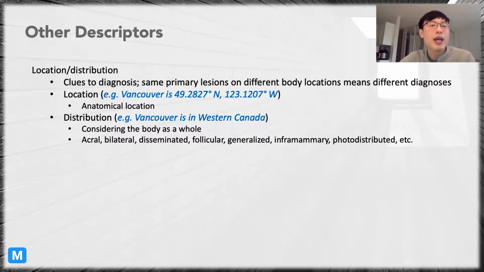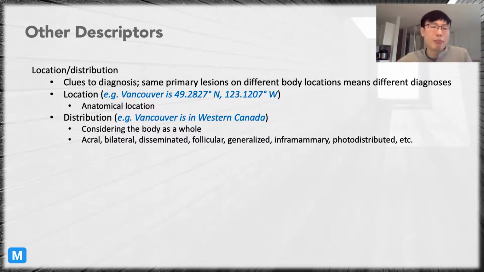However, distribution considers the whole body as a whole, and where the lesion is relative to the whole picture. For example, Vancouver is in Western Canada, meaning Canada as a whole, and Vancouver is on the west side. Some examples include acral, meaning on the extremities, the hands and feet, and bilateral means both sides. Disseminated means the whole body is involved. Follicular basically means the rash is happening around the hair follicles, and generalized means the whole body is involved.